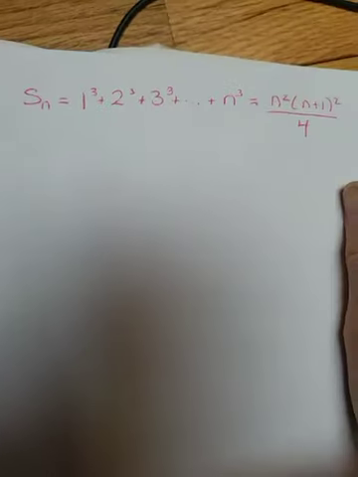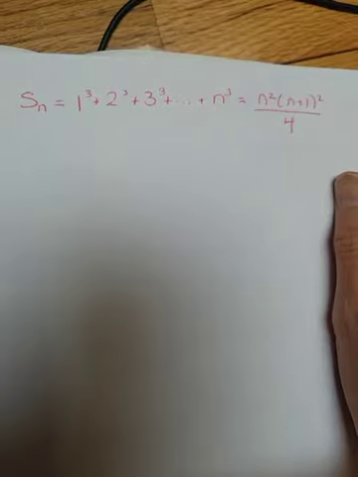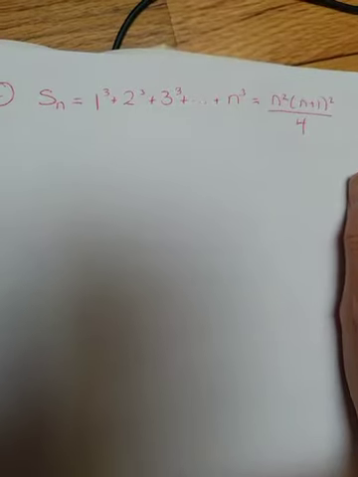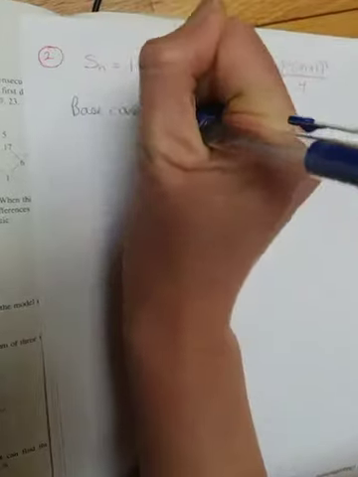Okay, S sub n equals 1 cubed plus 2 cubed plus 3 cubed plus dot dot dot n cubed equals n squared times quantity n plus 1 squared all over 4. Remember, this is the equation for the summation when you have i cubed. All right, so just as before, we have our base case.